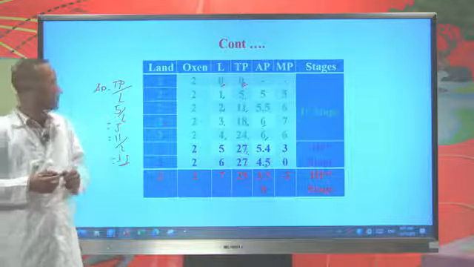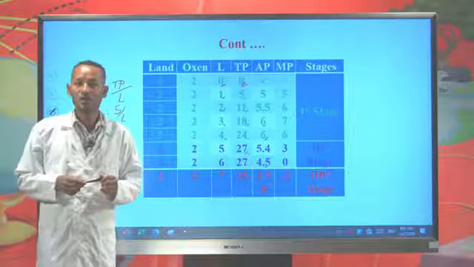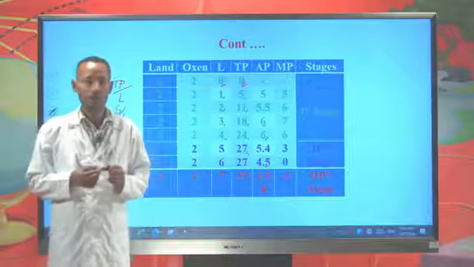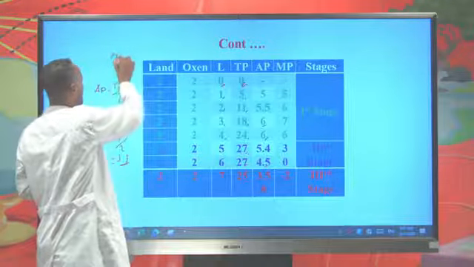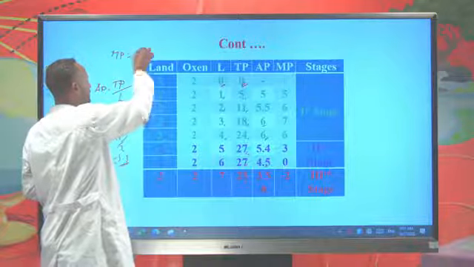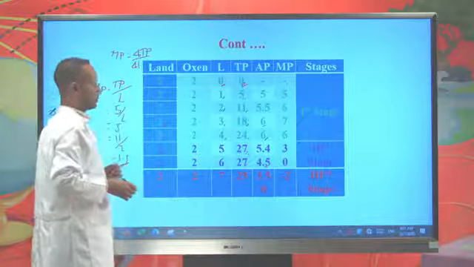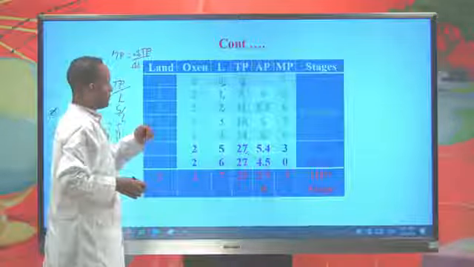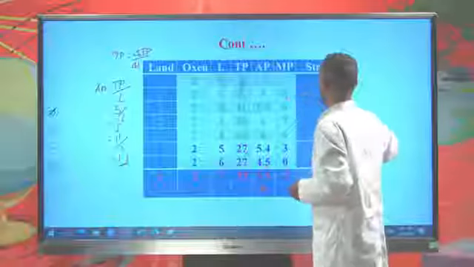Now let's see the marginal product. Marginal product is the additional output produced from an additional unit of the variable input labor. Mathematically, the marginal product of the variable input labor is calculated by dividing the change in the total product by the change in the variable input labor. For example, if 0 labor produces 0 quintal, and if we get 5 quintal from one labor, then the additional output produced from the additional unit of the variable input labor is 5.